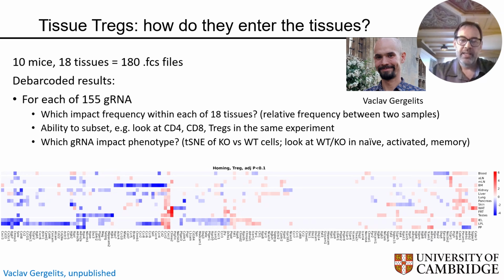We can also look at CD4 cells, CD8 cells, regulatory T cells in the same experiment. So this is some data from regulatory T cells. We're looking at multiple different genes, we're looking at multiple different tissues, and these are all of the effects that are statistically significant in this cohort.